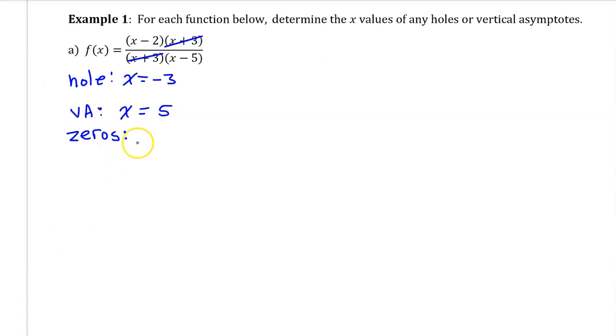Let's discuss the zeros as well. Zeros come from factors that are only in the numerator. So the factor of x minus 2 will give us a 0 at positive 2. This is the only zero. The x plus 3 in the numerator leads to a hole at x equals negative 3, not a 0.